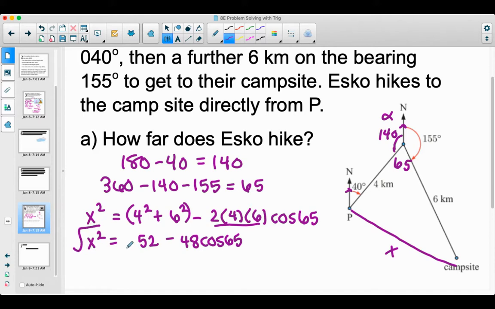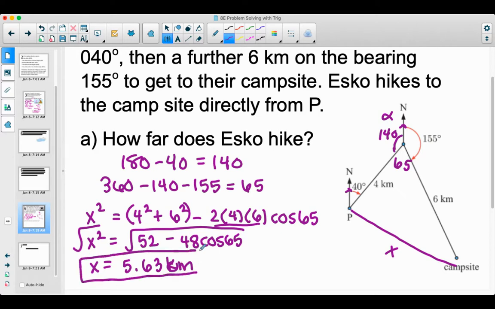Then we can take the square root of both sides, and we find that x is, to 3 significant figures, 5.63, not centimeters, kilometers. So that is how far Esco hiked. I can say that this is 5.63.